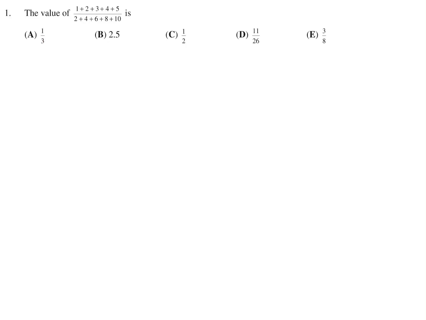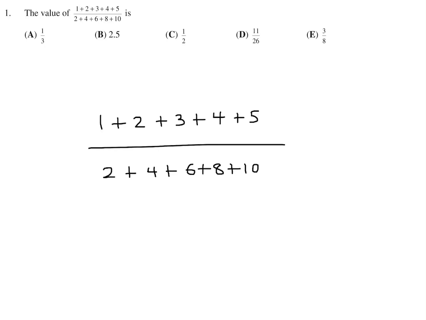The value of 1 plus 2 plus 3 plus 4 plus 5 over 2 plus 4 plus 6 plus 8 plus 10 is. So I wrote this out, and the numerator adds to 15 and the denominator adds to 30. And therefore, if you reduce this to lowest terms, it is 1 over 2. So the answer is C.